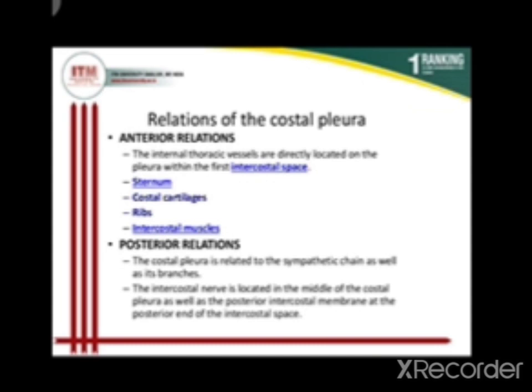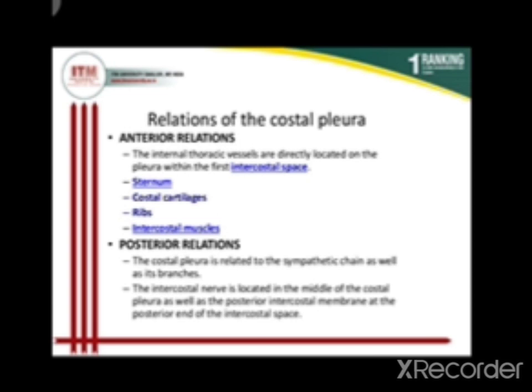So the anterior relations: the internal thoracic vessels are directly located on the pleura within the fourth intercostal space. Sternum, costal cartilages, ribs, intercostal muscles. So this is the anterior relations. There are intercostal spaces, sternum, costal cartilages, ribs, and intercostal muscles.